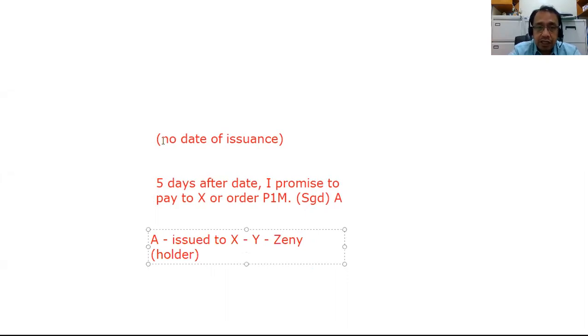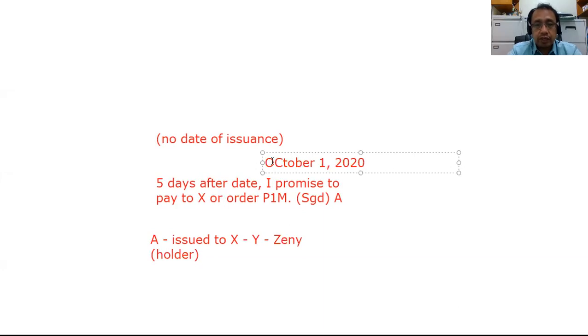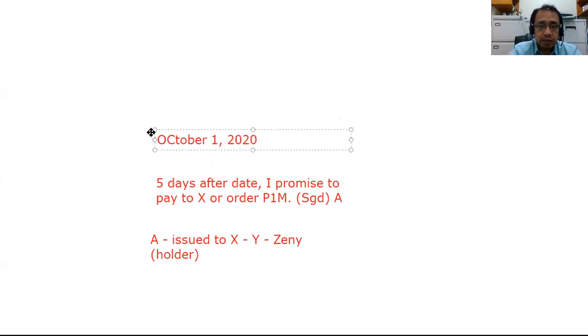Okay, so dapat isulat niyo dyan, ni Zenny, she should place the date, October 1, 2020. Yun dapat ang isulat niya dyan. Okay, so sulat niyo dyan, October 1, 2020. Yun dapat ang nakasulat dito. So that Zenny can enforce this instrument against Y, against X, against A. These three individuals whose signature appeared thereon prior to completion.